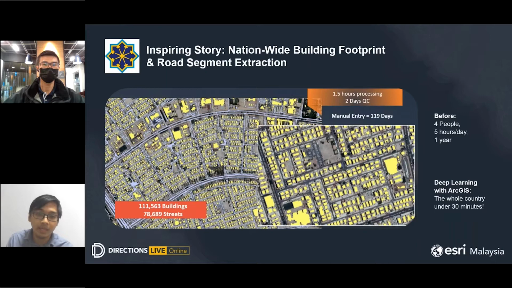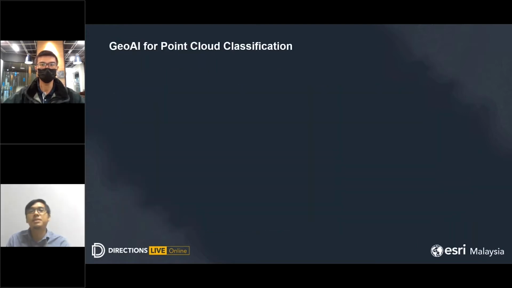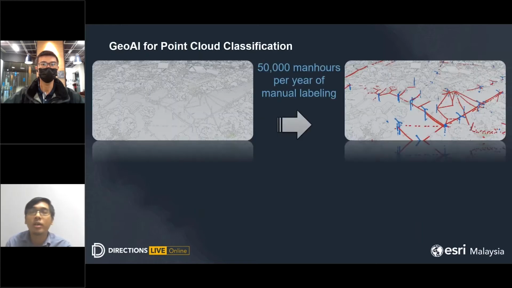That's how GeoAI can actually help them. And then another example that I have here is on how you can use GeoAI also for point cloud classifications. This is a joint collaboration between Esri Australia and AAM, which is a LiDAR data provider.